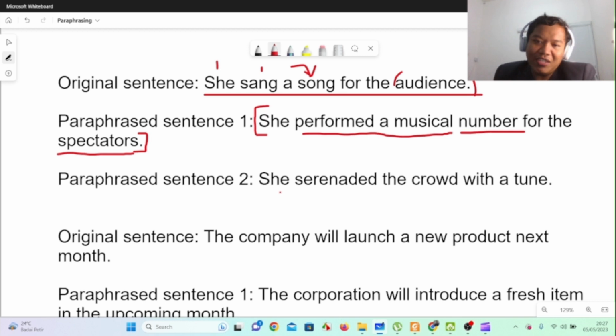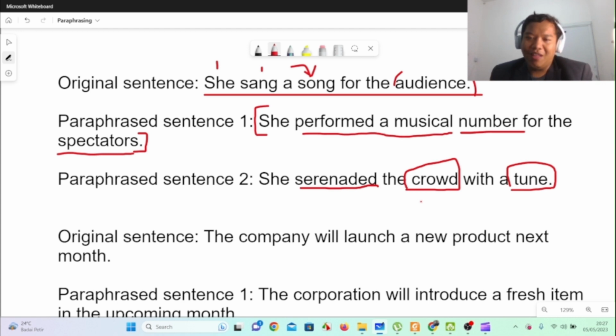So here's: she serenaded, which is a more complex word or a word that's not frequently used, the crowd with a tune. All right. Now you can see that in this sentence, the object moved forward a little bit and it used the crowd. Now, if you compare the two sentences, it kept the structure. They're both active sentences. Which one feels more appropriate in this case? Definitely the first one. Right? It's a lot closer to the original sentence, and this is something that you have to be careful about.